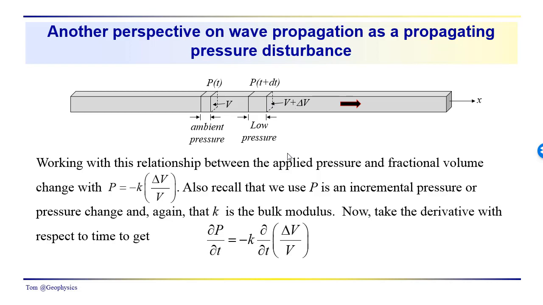And so we're using this relationship between the applied pressure and the fractional volume change, that P is equal to minus the bulk modulus times the fractional volume change. Just as a reminder, we're using P as an incremental pressure, a pressure change. Now what we're going to do is take the temporal derivative of this expression, so that dP dt is equal to minus K d dt of delta V over V.